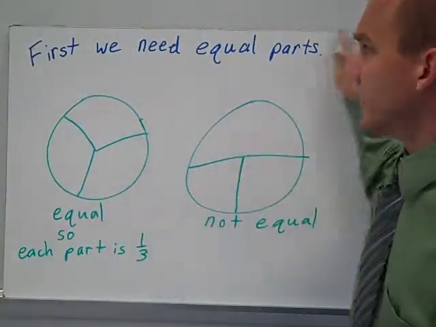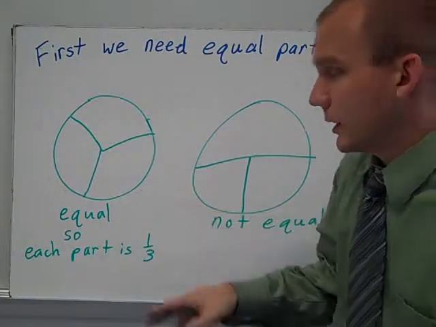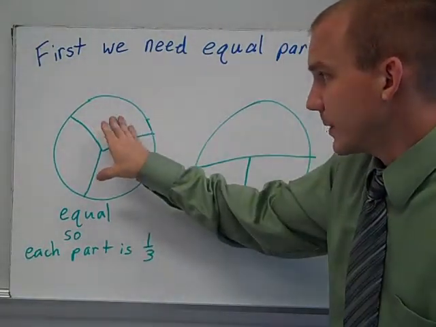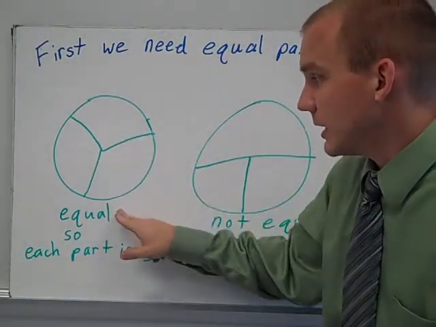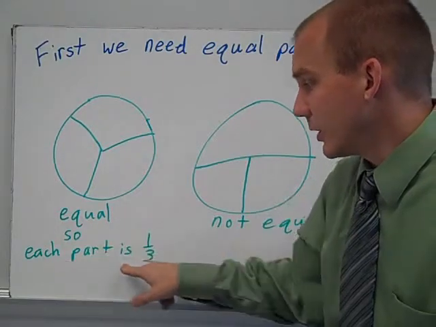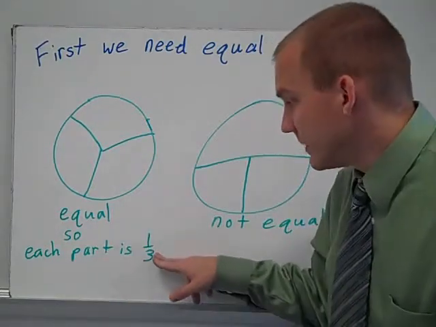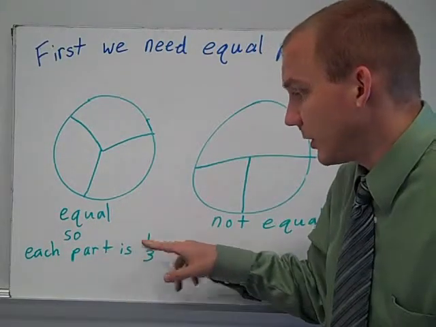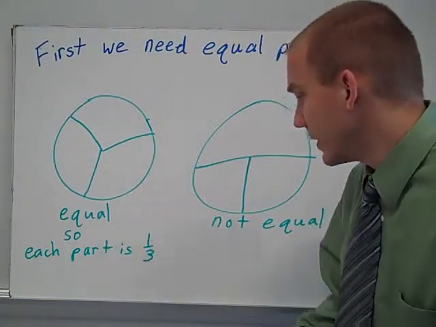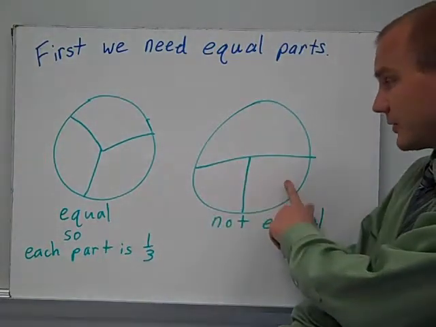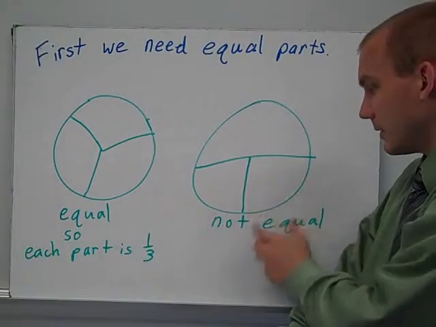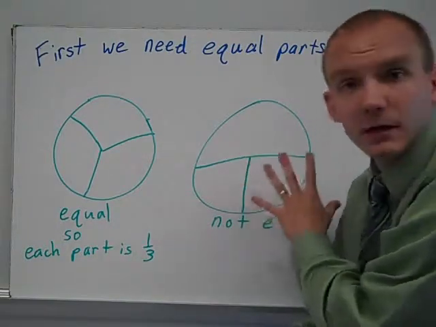The key thing to remember is that first you need equal parts. So here is a picture with 1, 2, 3 equal parts. So each part is 1/3, where b becomes the 3, and then again we're only talking about 1, the unit fraction, so 1/3. This, however, is not thirds. Although there's 3 parts, they're not equal, so it's not a fraction.